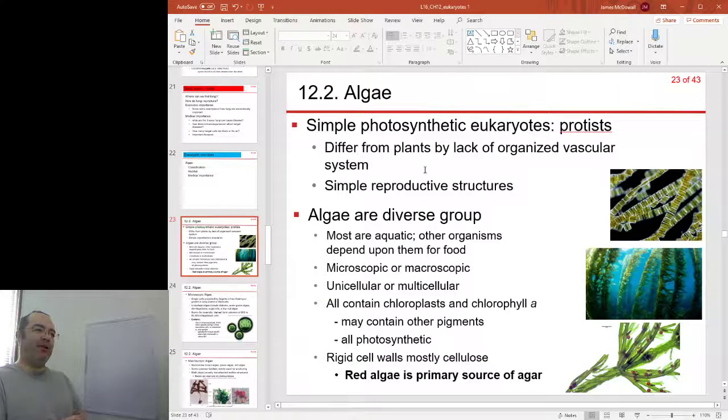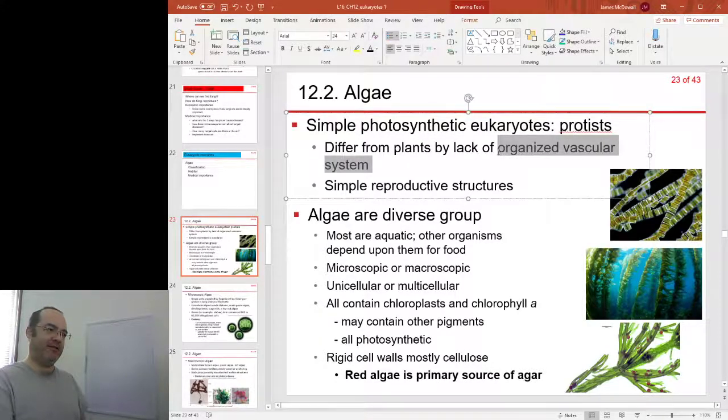So what makes an algae an algae? This is a difficult question to answer because, again, the algae are very diverse and they really don't belong as a single group. We can think of algae as being different from plants because in general the algae lack what we might call an organized vascular system.